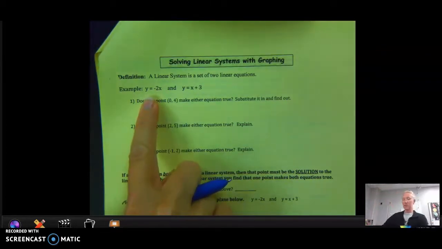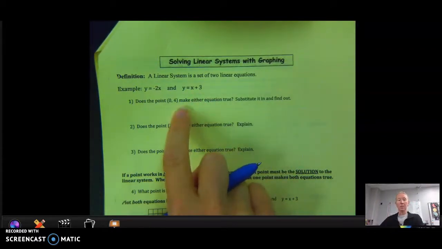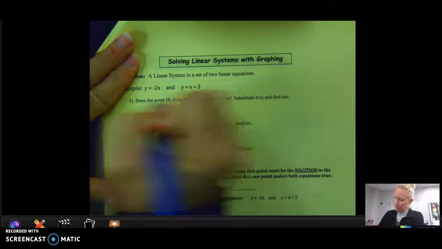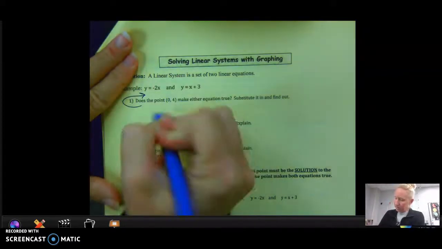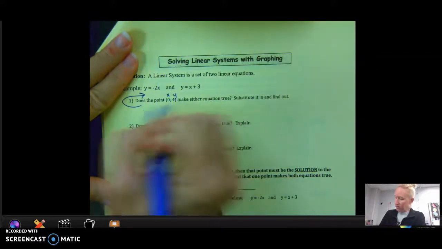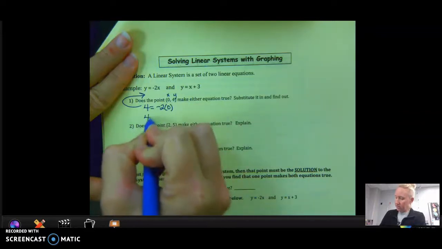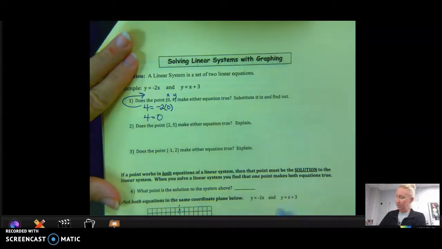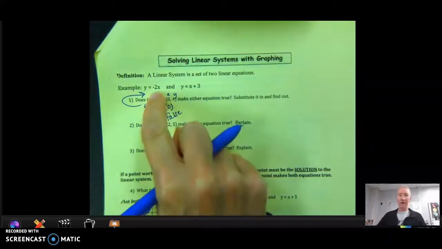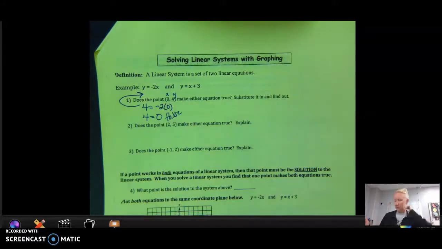Here's an equation in slope-intercept form, and here's another equation in slope-intercept form. They want to know, does the point (0, 4) make either equation true? First, I'm going to plug this point into the first equation. This is x, this is y. So 0 for x and 4 for y. I get 4 equals negative 2 times 0. Anything times 0 is 0, so that is false. That means this point would not lie on that line. It would be off of that line.